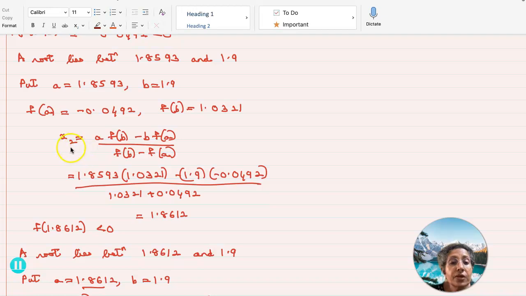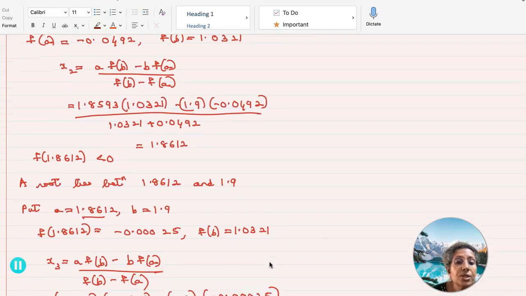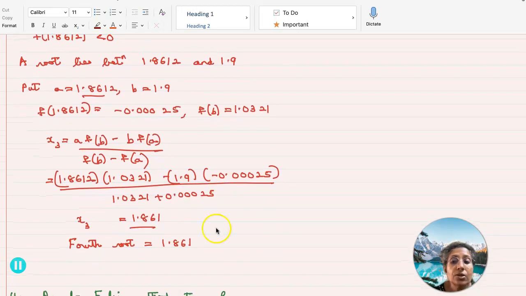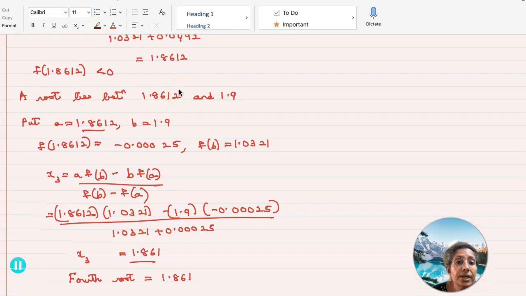So what have we done? We have calculated x2 and f of x2. So a root lies between 1.8612 and 1.9. Again you put A as 1.8612, B as 1.9. So remember that f of A is less than 0, f of B is greater than 0. And we calculate a third approximation x3 as (A f(B) minus B f(A)) by (f(B) minus f(A)). So you get x3 as 1.861, and this is very close to the true root, which is 1.861.